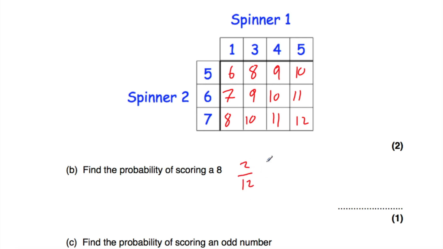And that could be cancelled down. You could leave it like that if you wanted to and write 2 12ths because we weren't asked to cancel it down. Or in this case, I'm going to halve both of those to get 1/6. So the probability of scoring an 8 will be 1/6.